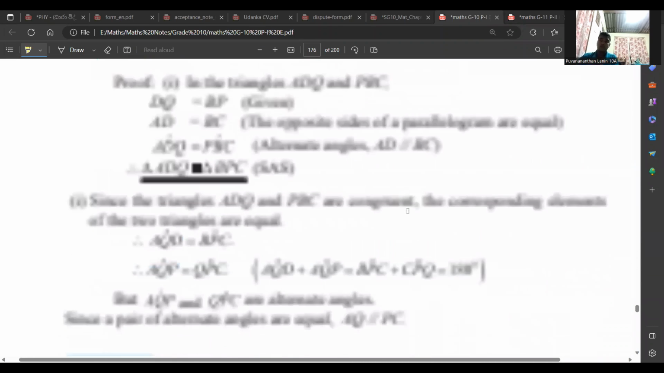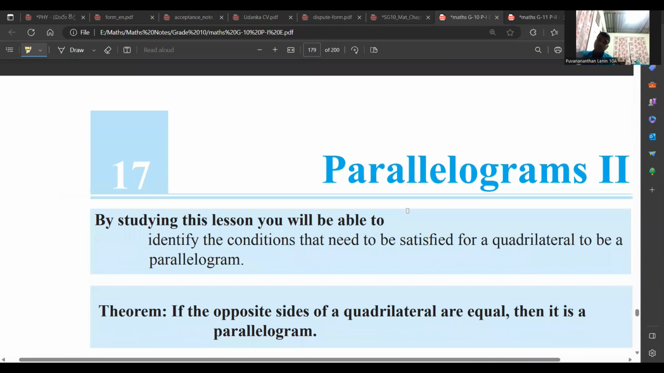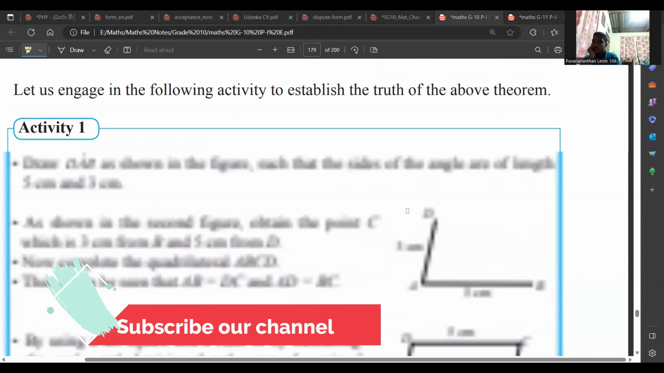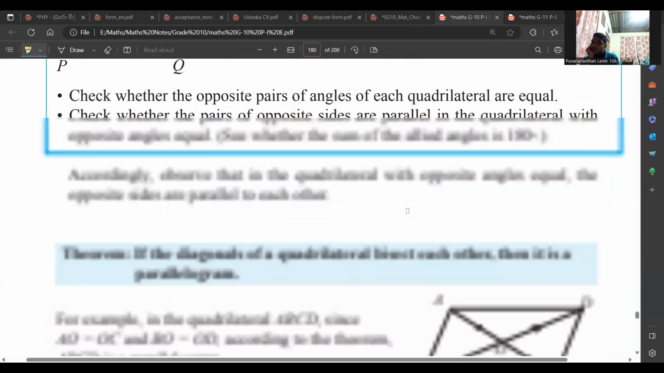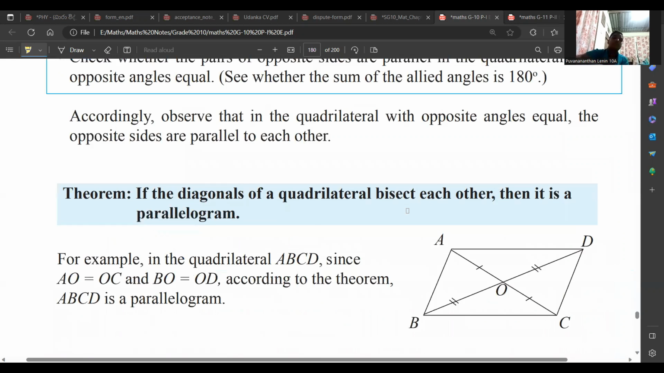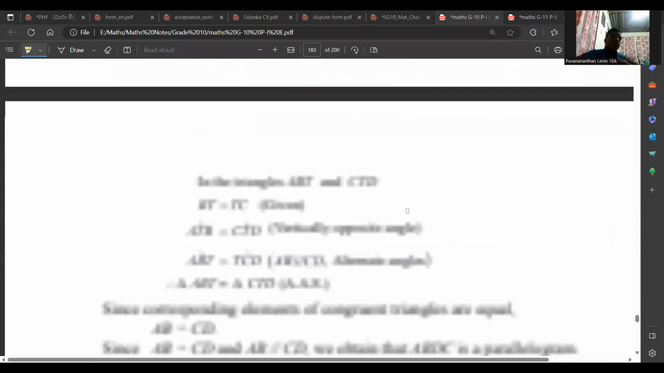Now, they repeat the same thing again and again, so there is no need to do it. There is an exercise in parallelogram 2. Shall we move to the second part of parallelogram 2? No need to do all this, they are repeating the same thing.